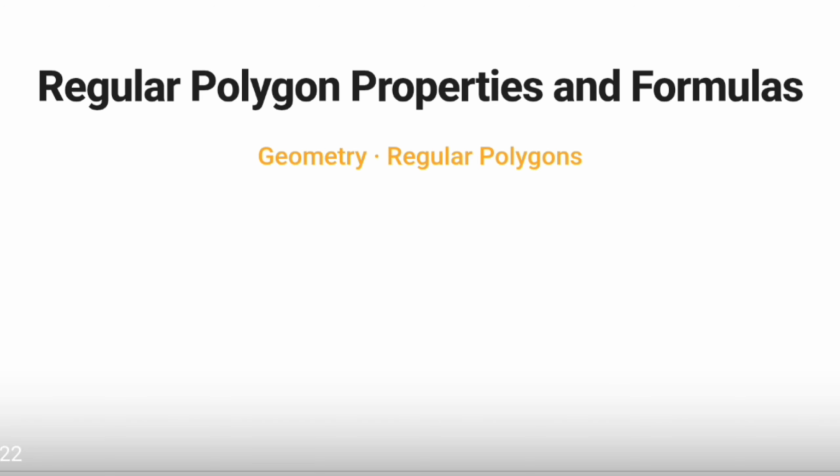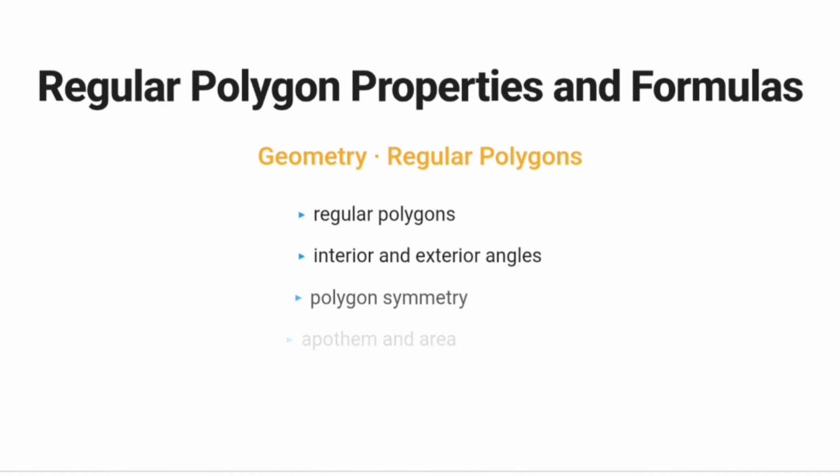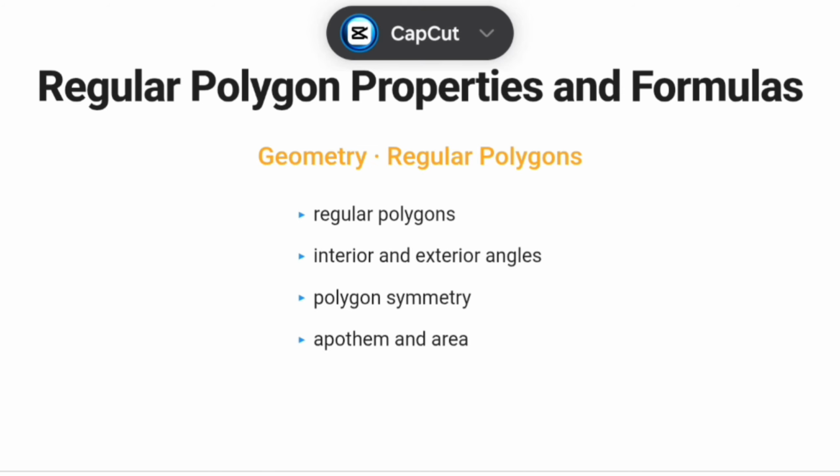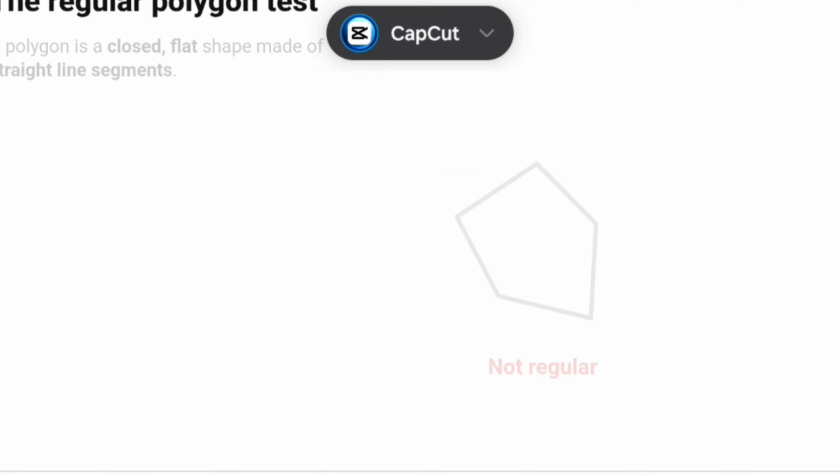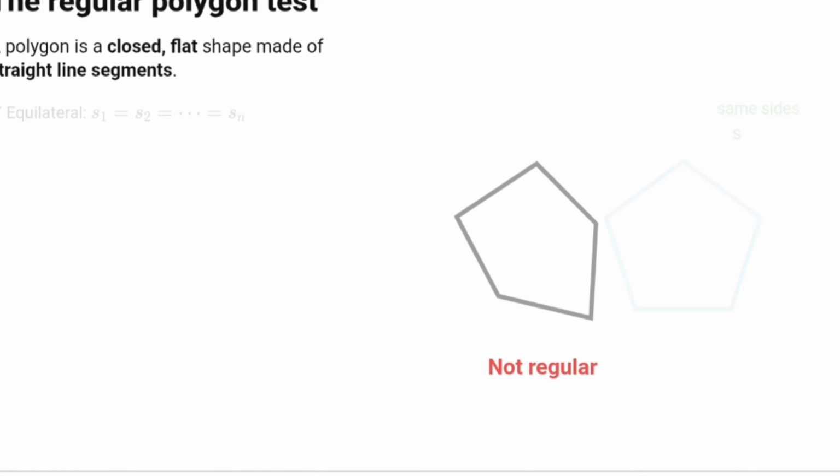A regular polygon is a many-sided shape with a very strict kind of balance, and the goal is to see how that balance controls its sides, angles, symmetry, and area. We will start with the definition, then connect side lengths to perimeter, build the angle formulas from triangles and a full turn, describe reflection and rotation symmetry, and finish by using the apothem to find area.